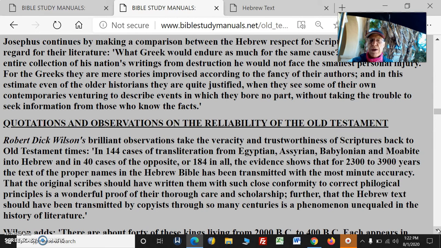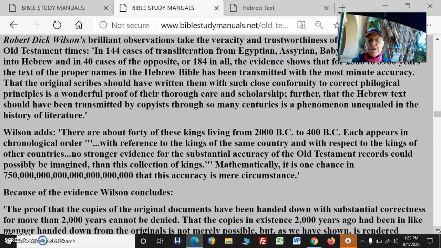That the original scribe should have written them with such close conformity to correct philological principles is a wonderful proof of their thorough care and scholarship. Further, that the Hebrew text should have been transmitted by copyists through so many centuries is a phenomenon unequaled in the history of literature. Wilson adds, there are about 40 of these kings living from 2000 to 400 BC. Each appears in chronological order.